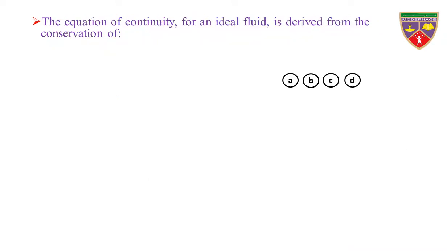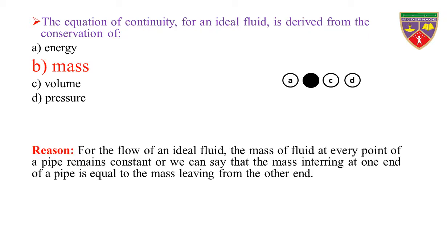The equation of continuity for an ideal fluid is derived from the conservation of: option A, energy; option B, mass; option C, volume; option D, pressure. The key is mass. Therefore, the correct option is B.